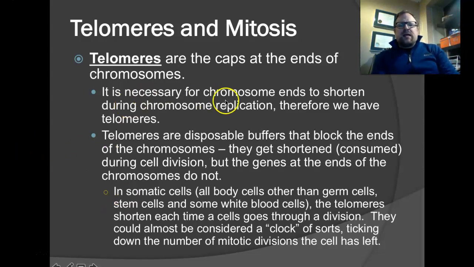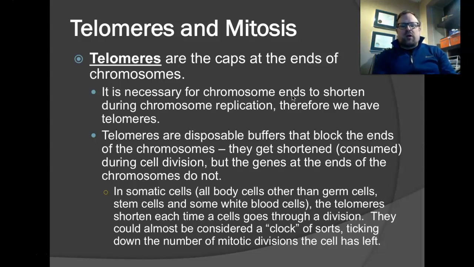It's necessary for chromosome ends to shorten during chromosome replication, so therefore we have telomeres. Telomeres are nonsensical chunks of DNA. They don't code for any proteins. They don't have any other purpose other than to give us the ability to shorten those chromosomes without losing anything important. Telomeres are disposable buffers that block the ends of the chromosomes. They get shortened or consumed during cell division, but the genes at the ends of the chromosomes do not.